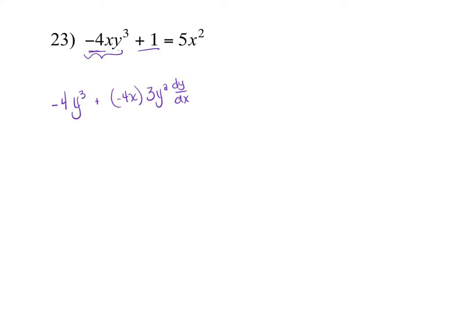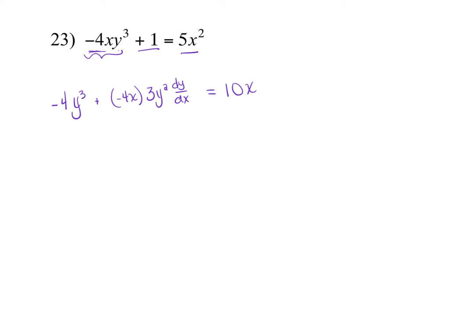When I take the derivative here, that 1 zeroes out. So I'm done with this side. On this side, I just have to derive an x, so I just get 10x. It does not need a dy/dx because the variables match. All right, and then I am going to get my dy/dx by itself.